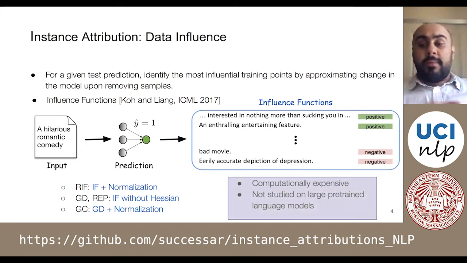We have two fundamental motivations here. Firstly, these data influence or gradient-based instance attribution methods are expensive from a computational perspective. And secondly, they have not been studied for large pre-trained language models adequately.